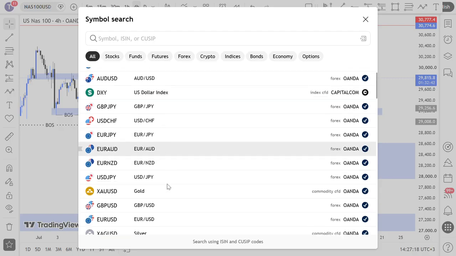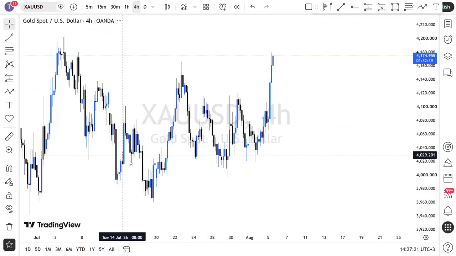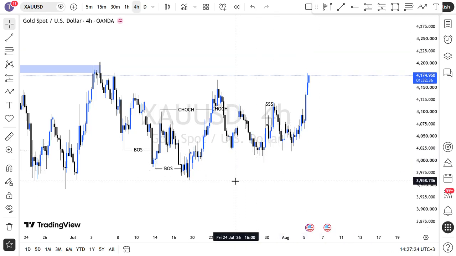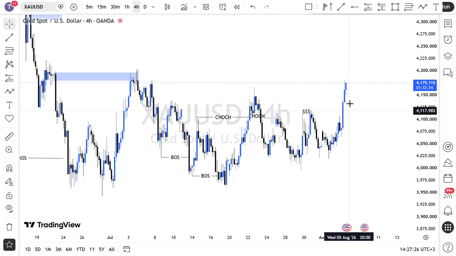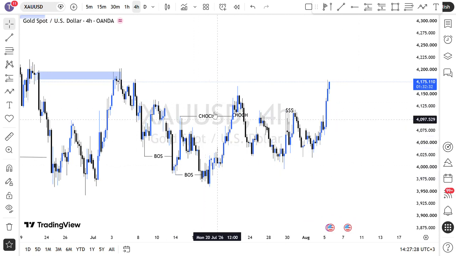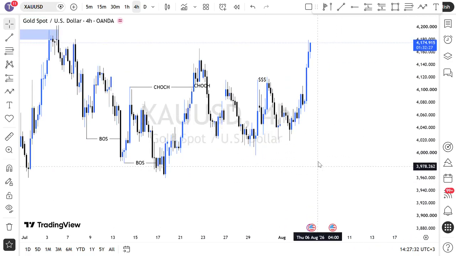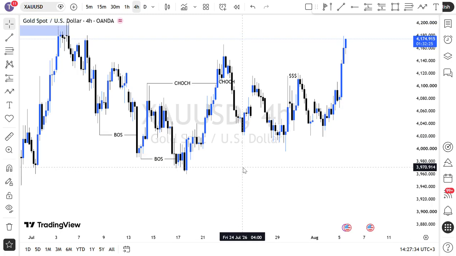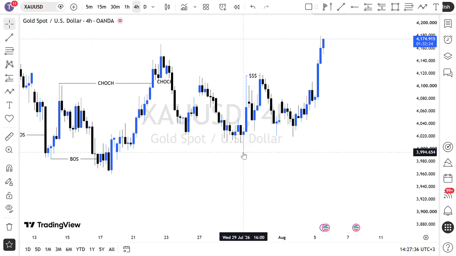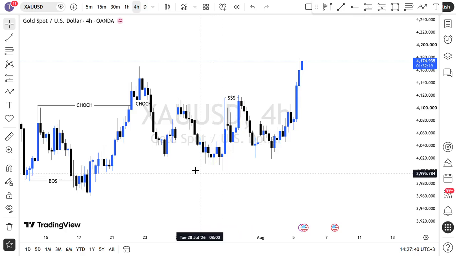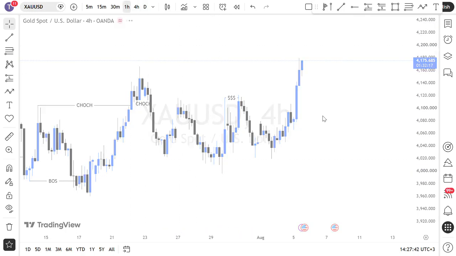So my last pair today is gold XAUUSD. So on XAUUSD, guys, we expected that aggressive buying to the upside because of this change of character. And as from our last video, I expected this low down here to be taken out. I expected this low to be taken out, but price didn't go even lower to take this low's liquidity.